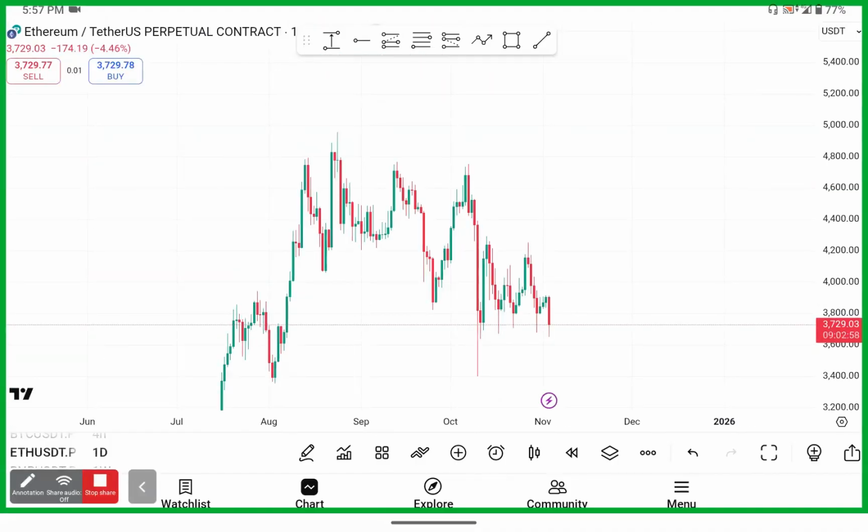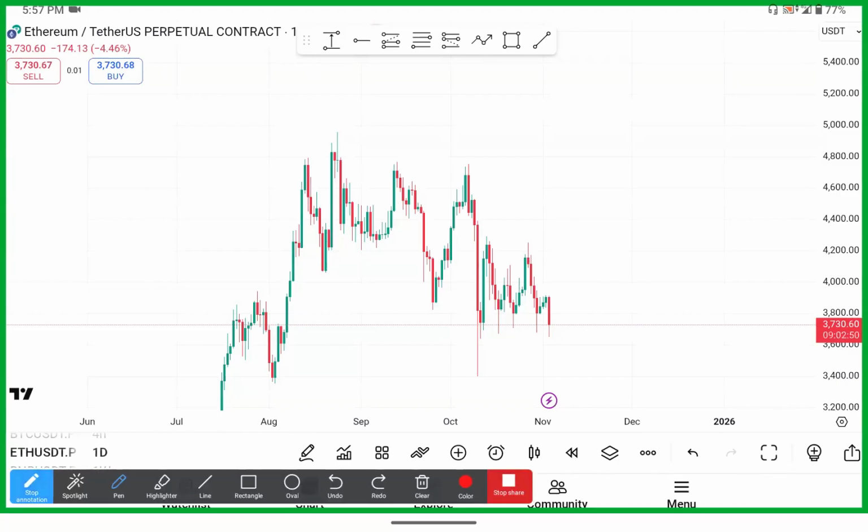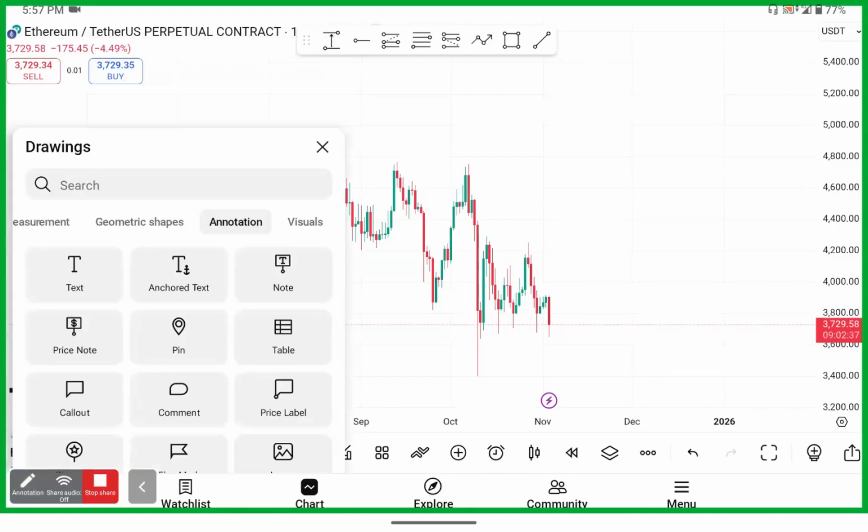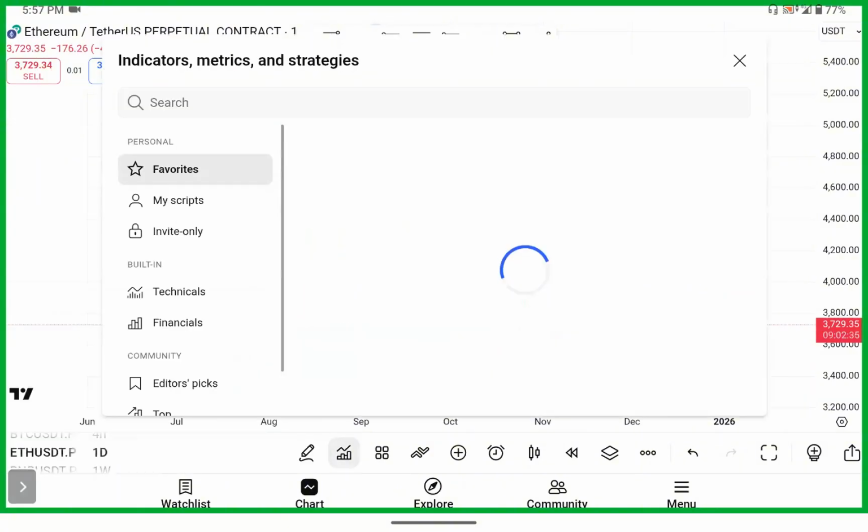So the first thing you'll see when you open your chart is a plain, empty chart like this. But when you have just created an account, you will always see the volume sticks here. Let me just demonstrate for you and see if it does give the volume indicator.